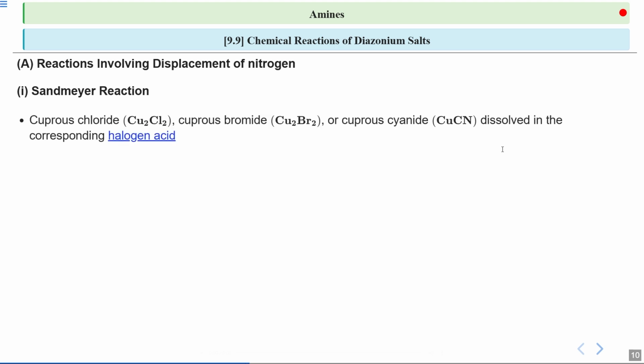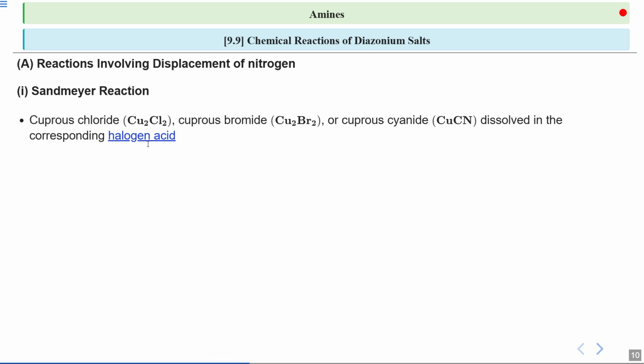So to carry out the Sandmeyer reaction, we use cuprous salts, such as cuprous chloride, which is Cu2Cl2. We use cuprous bromide, which is Cu2Br2, or we use cuprous cyanide, which is CuCN. These are dissolved in the corresponding halogen acid, like for Cu2Cl2, it is dissolved in hydrochloric acid for chloride, or hydrobromic acid for the bromide.